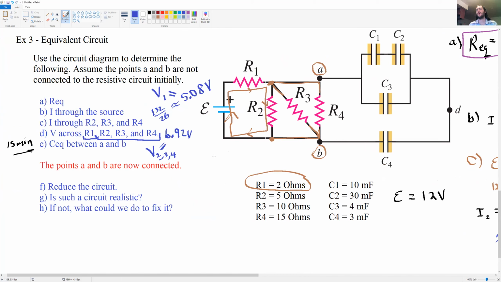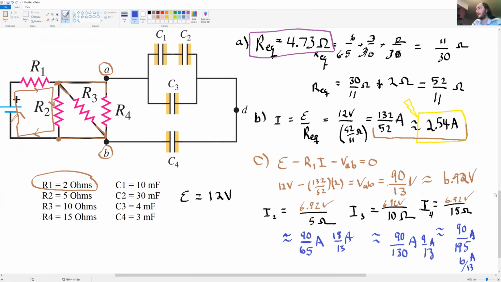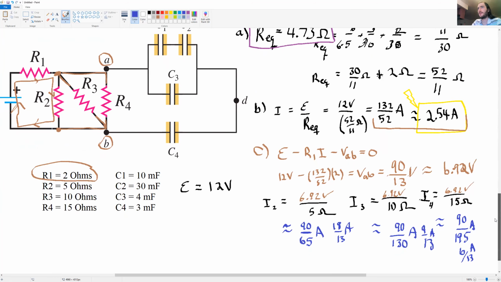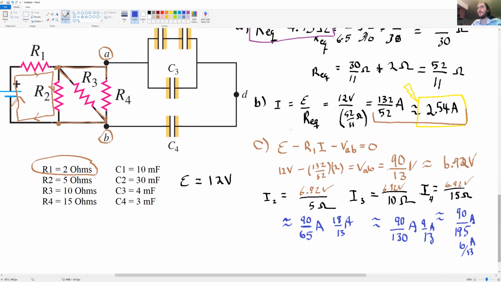And then finally, part E, we work with this capacitor circuit now. So what do we do for this thing? Well, we've got all these capacitors here. We have to remember our rules for the capacitors if we want to combine those. Let's go ahead and scroll it down a little so we have a little bit of space here.